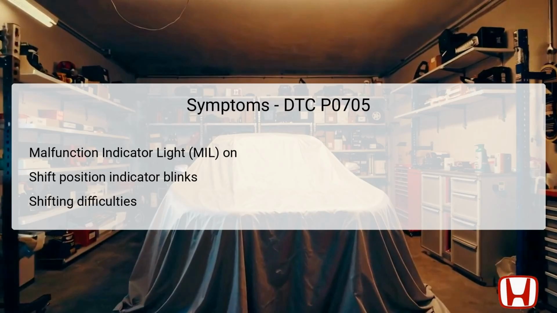The most immediate one is the illumination of the malfunction indicator light, MIL, on the dashboard, alerting the driver that there is a malfunction in the transmission system. Additionally, the shift position indicator may blink, signaling to the driver that there is a discrepancy in the gear selection process. This blinking can be particularly disconcerting and could prompt the driver to avoid using the vehicle until the problem is resolved.